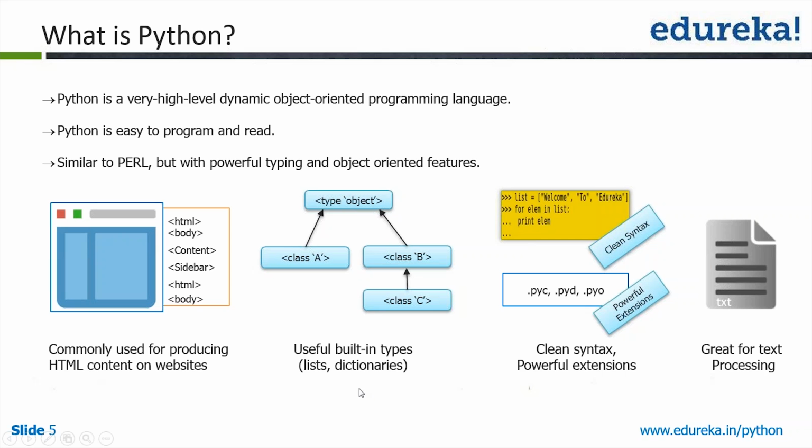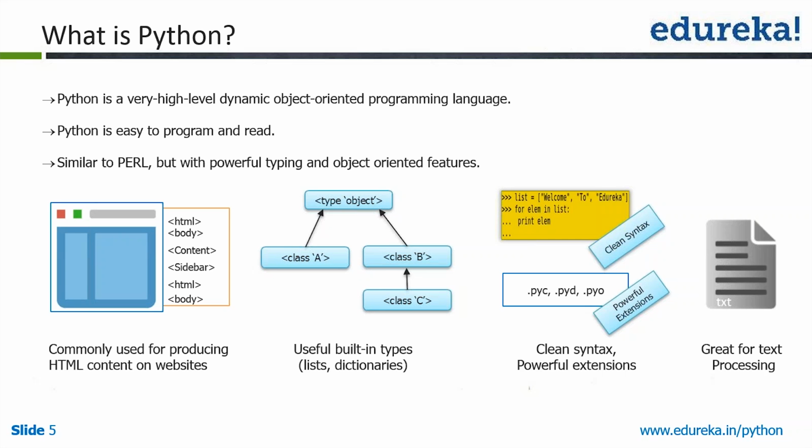So if you see below, here are some of the common uses of Python. It can be used for producing HTML content on websites. It can be used for setting up a complex structure of classes, something similar to factory classes in Java. And many organizations have also increasingly started using Python for creating web servers. So it's right there, from creating or opening a file on a local system and generating HTML content to running a server on its own. Thirdly, it has quite clean syntax and powerful extensions.